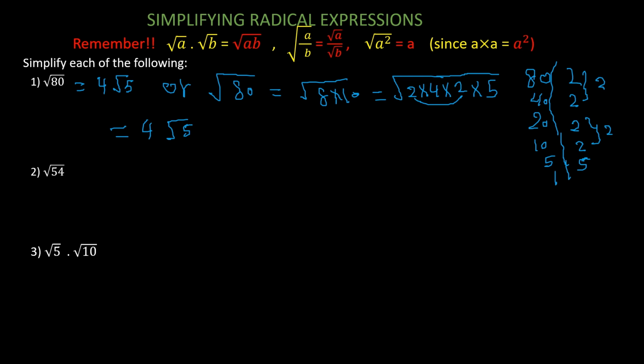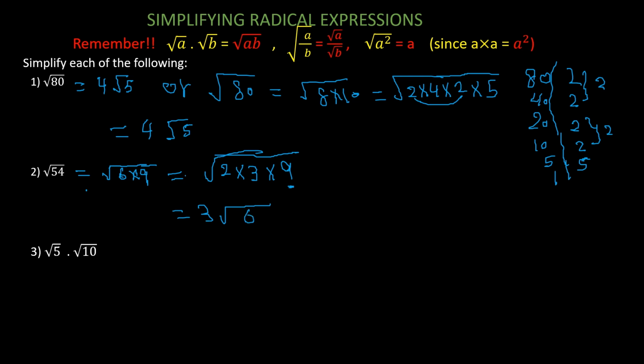Let's solve example number 2. In example number 2, we will take directly the square root of 54. 54 equals 6 times 9. Also, we know that 6 equals 2 times 3, so it's going to be 2 times 3 times 9. And we know that the square root of 9 equals 3. So it's going to be 3 and the square root of 2 times 3, which is 6.